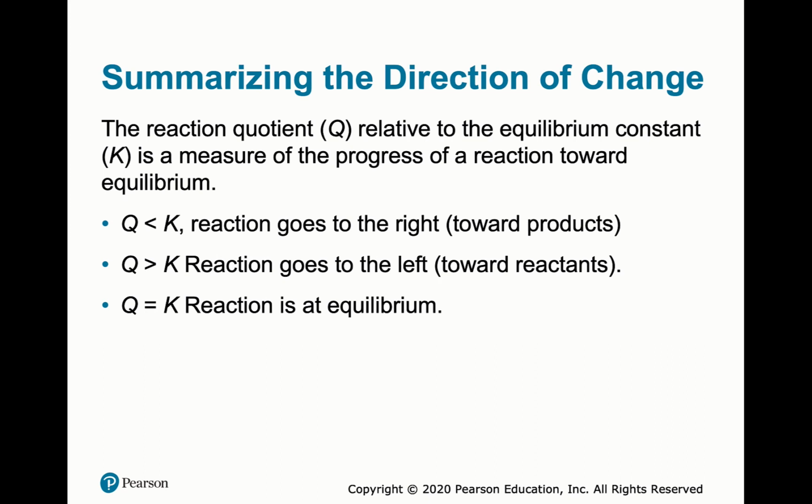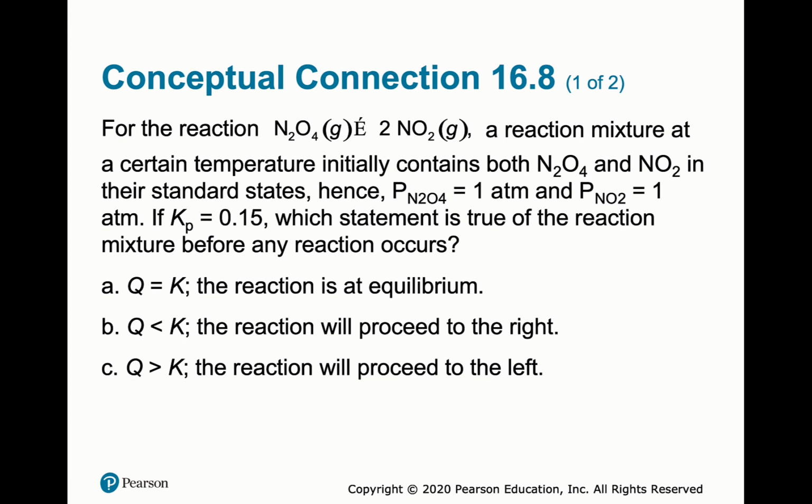So this is summarizing the direction of change that we talk about with the chart. For the reaction N2O4 in equilibrium with 2NO2, a reaction mixture at a certain temperature initially contains both N2O4 and NO2 in their standard states. If Kp is equal to 0.15, which statement is true of the reaction mixture before equilibrium occurs? So this means that K is 0.15, Q is going to be 1, and that means Q is greater than K, which means there are too many products and too few reactants, therefore we'll shift left.